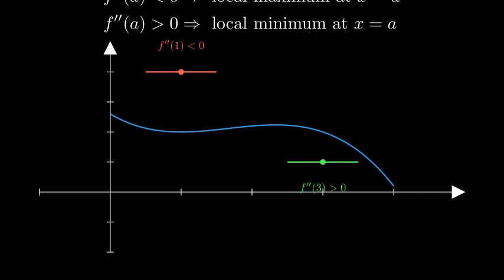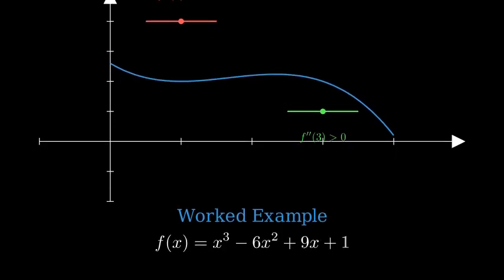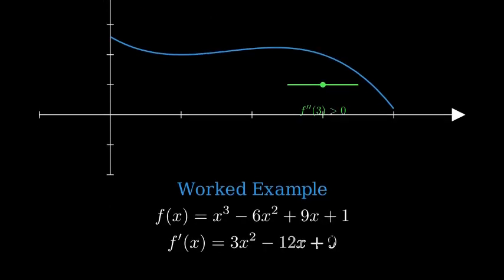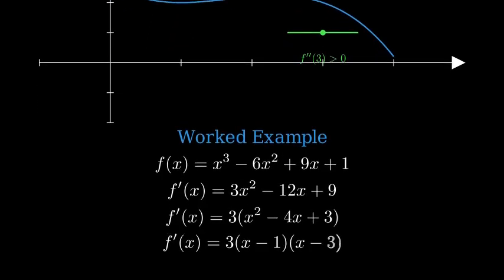Now, let's work through a complete example. Consider the polynomial function f(x) = x^3 - 6x^2 + 9x + 1. First, we find the derivative. f'(x) = 3x^2 - 12x + 9. We can factor this as 3 times the quantity x^2 - 4x + 3, which further simplifies to 3 times the quantity (x - 1)(x - 3).